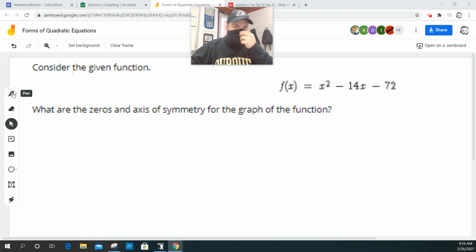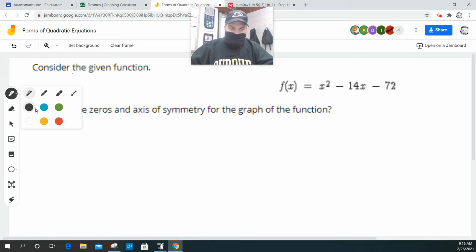All right, so it says, what are the zeros and axis of symmetry for this graph? Well, I can find that two ways. One, we could graph it, but we're going to do the algebra first and then double check. So I'm going to focus on the zeros first, okay? So let's do the zeros.